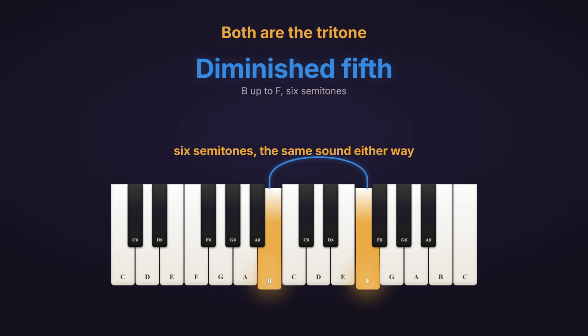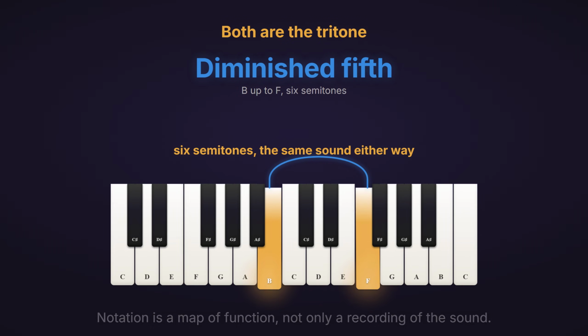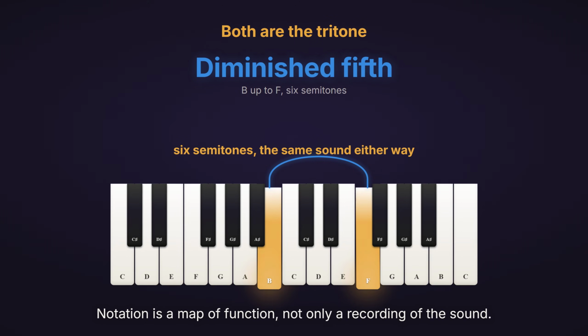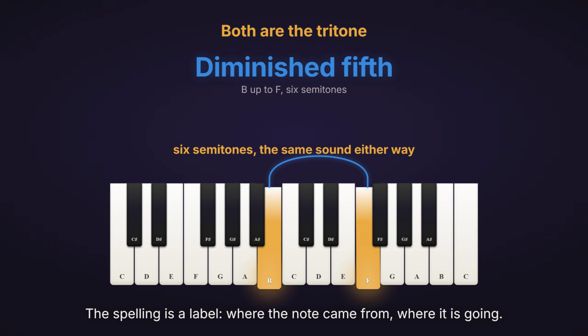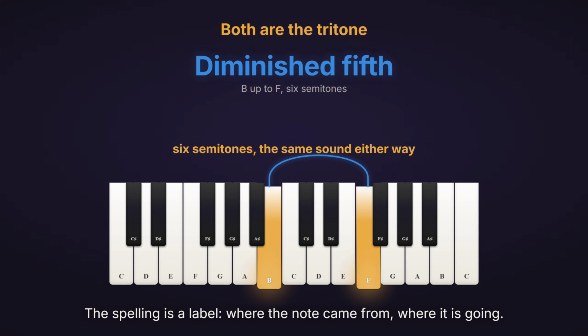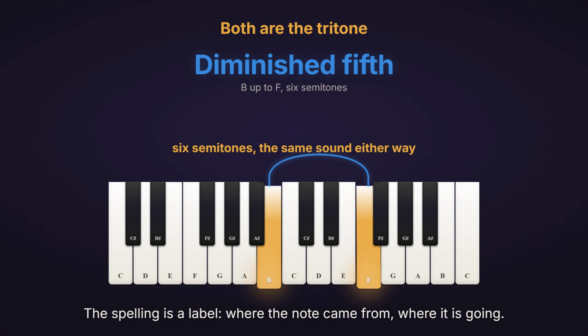away. But written notation is not only a recording of sound. It is also a map of function, where a note has just come from, and where it is about to go. The spelling is a small label that carries that extra information on top of the pitch. So the augmented fourth and the diminished fifth are not two facts about the sound, which is one thing. They are two facts about the context, about the music on either side. Once you read a name that way, it stops being a nuisance to memorize and starts being a clue you can use.